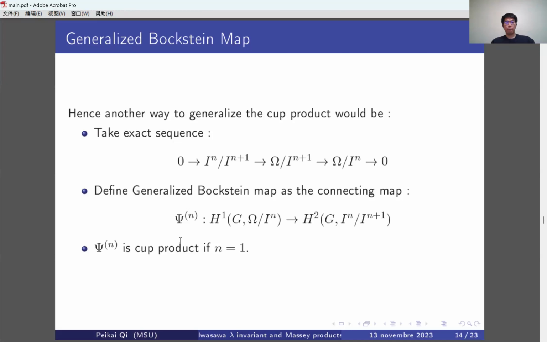So we think the generalized Bockstein-type map is also a generalization of the cup product. Now we have two generalizations of the cup product: the first is the Massey product, and the second is the generalized Bockstein-type map. In some cases, the image of the generalized Bockstein-type map can be computed by the Massey product. This means these two generalizations are not isolated from each other; in some cases they are connected in some way.